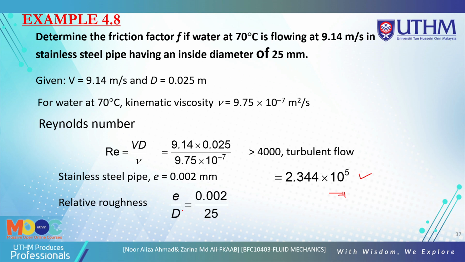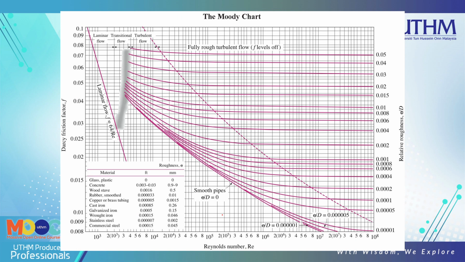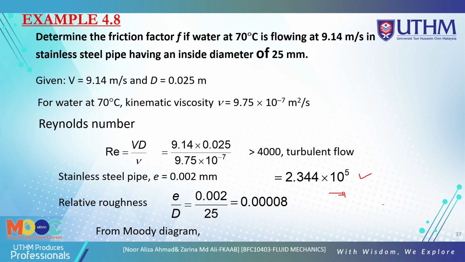Then the relative roughness E over D: 0.002 divided by 25 mm, so we get 0.0008. So from the Moody diagram, we get F as 0.0159. Actually from the Moody diagram here, 0.0008 is here.